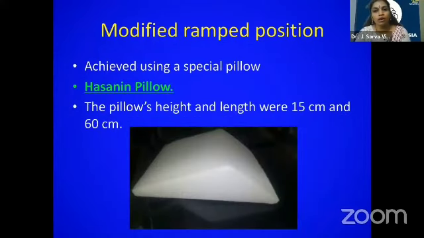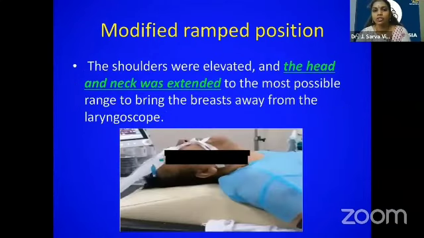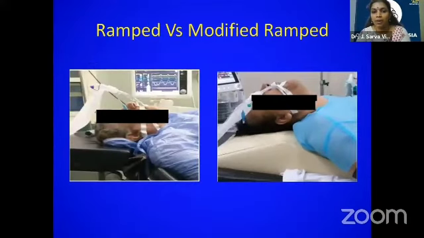In the patients who were allotted to the modified ramp position, this position was achieved using a special pillow known as the Hassanin pillow. It is named after the author of this article. This pillow's height and length were 15 and 60 centimeters respectively. In this position, the shoulders were elevated and the head was also extended to the most possible range to bring the breast away from the laryngoscope. So this is the comparison of the ramp position versus the modified ramp position, wherein we can see a bit more neck extension offered here.